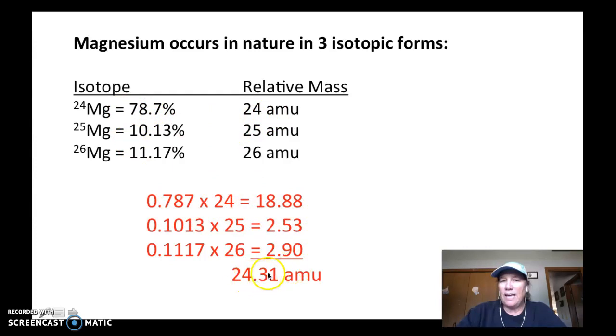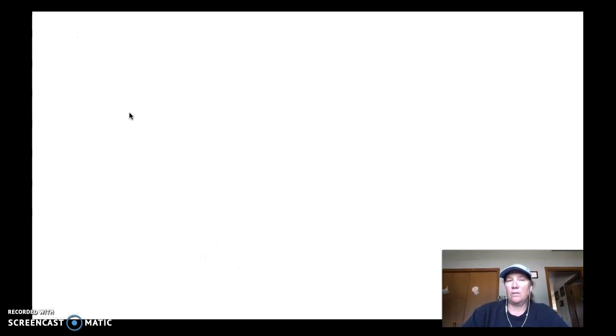And then you add them together, and if you look on the periodic table, you'll see the mass of magnesium is 24.3. So this is a way you can check to make sure you're doing it right. So you take their mass times their percentage, and again, make sure you turn it back to a decimal, and then add them together. That's how you find the mass of isotopes.